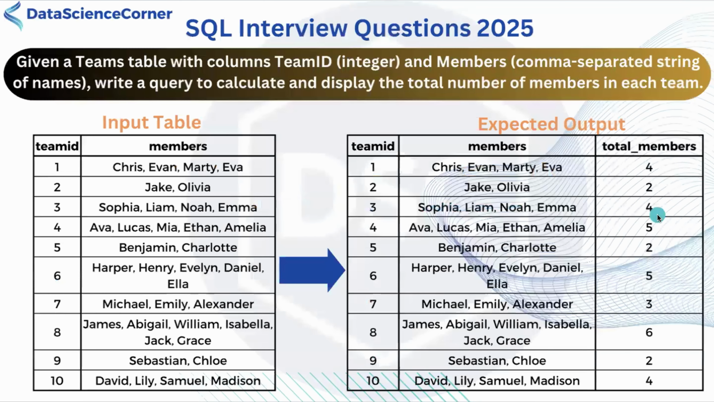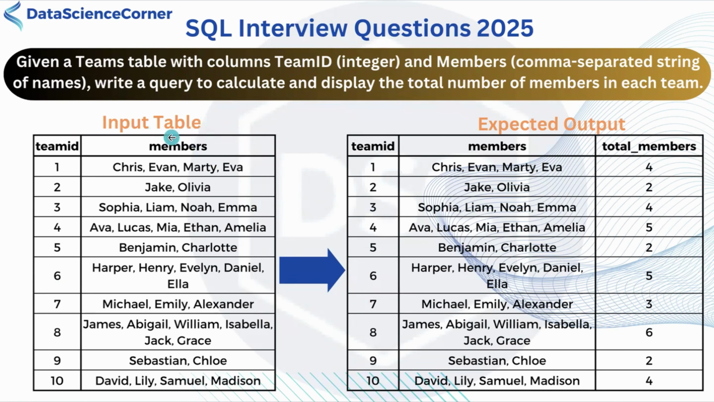Today we are going to look into one of the SQL questions which was asked during an interview. The question is: given a teams table with columns team ID and members, where members is a comma separated string of names, we need to write a query to calculate and display the total number of members in each team.